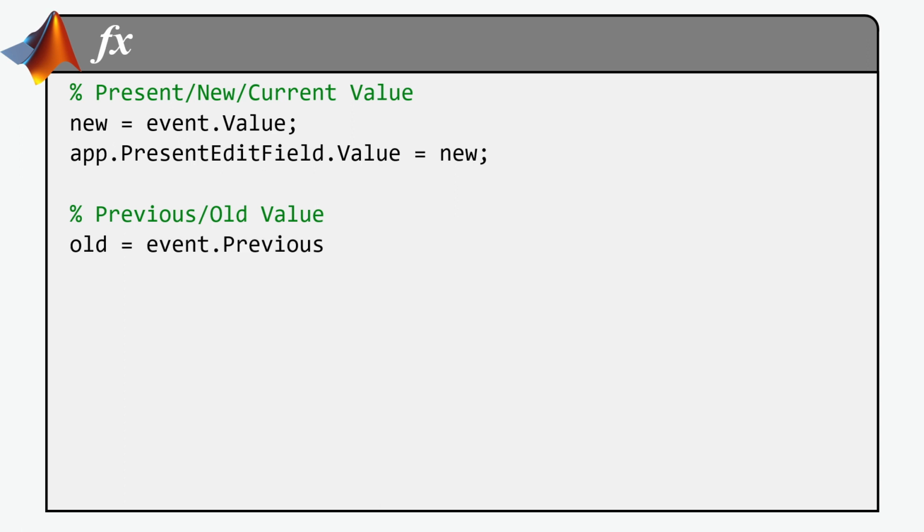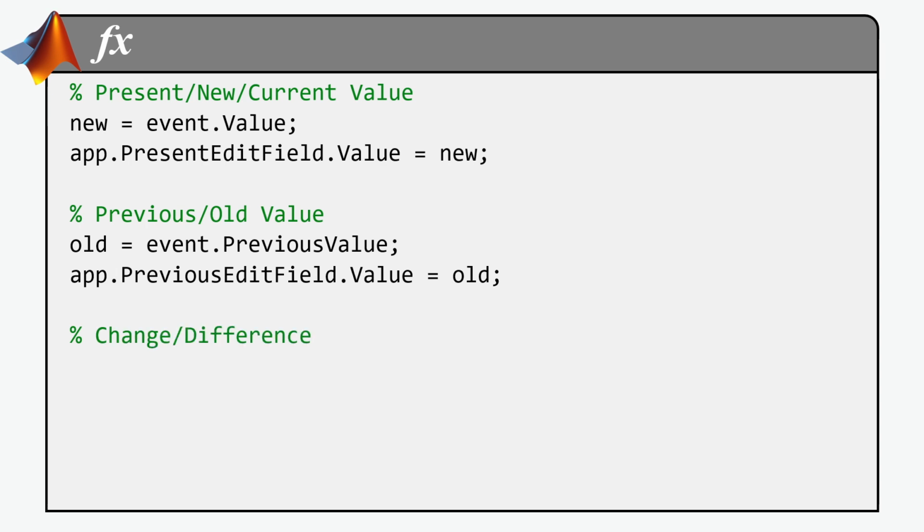We can get this value using event.PreviousValue, and let's set the value to a variable named old and also set the previous edit field value to old. Now we are going to find the change or difference.